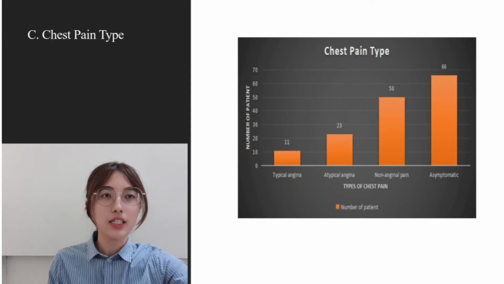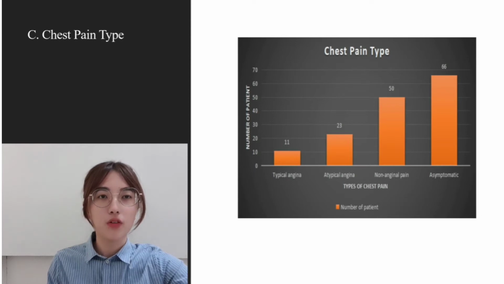The bar chart above illustrates the type of chest pain. The most common type of chest pain is asymptomatic, because 66 people suffer from this type of chest pain, which is 44%. After that, followed by 50 people with non-angina pain. The bar chart also shows that in the total of 150 people, 23 people suffer from atypical angina and 11 people suffer from typical angina.